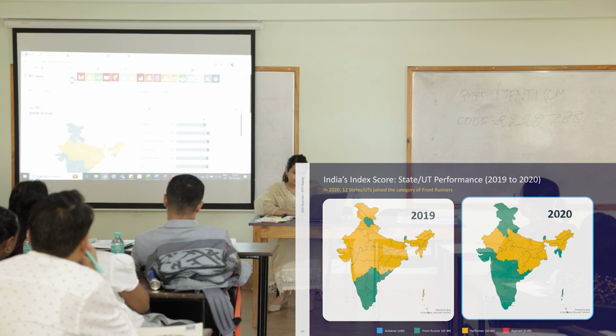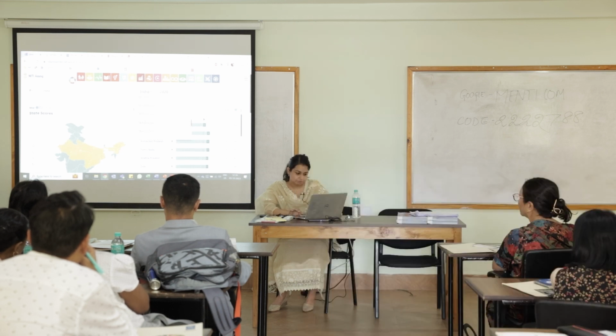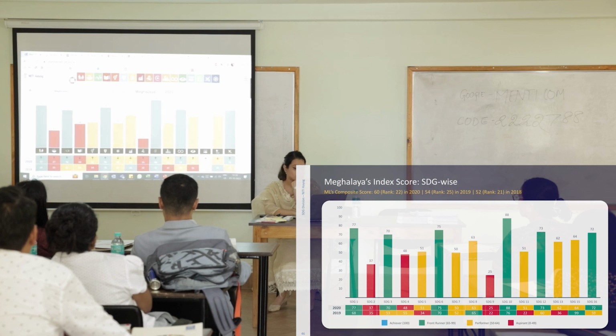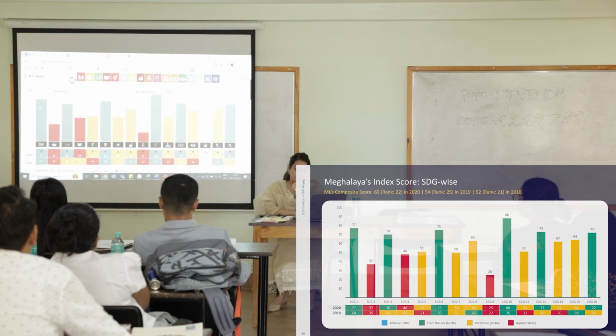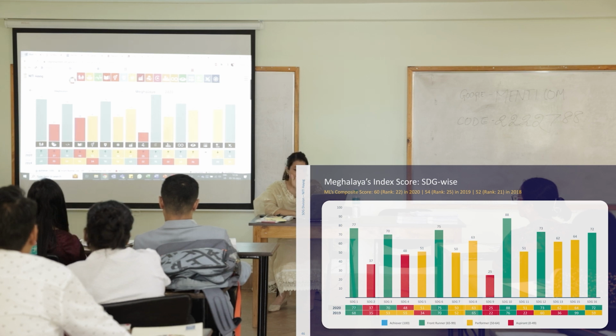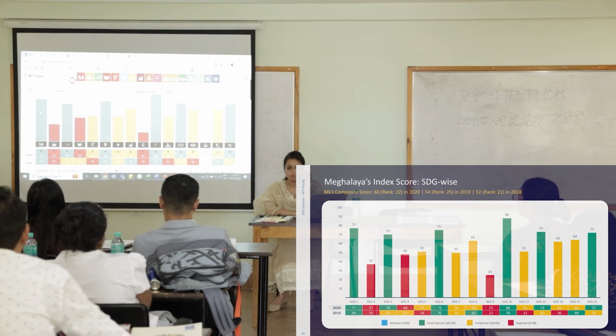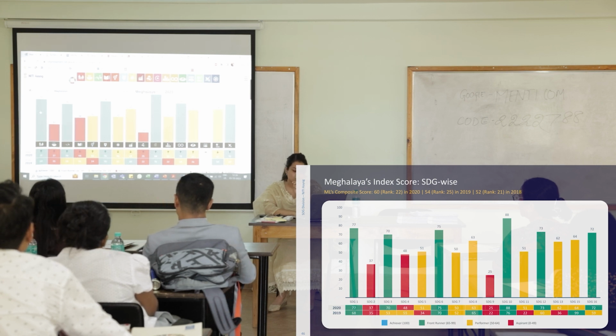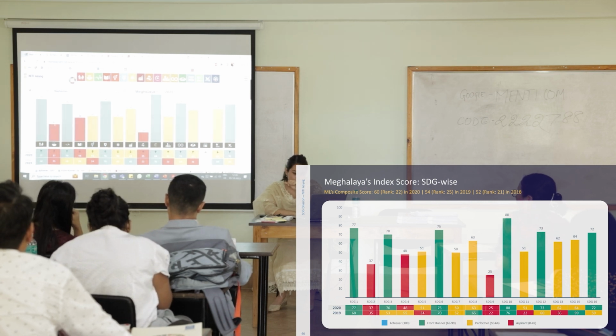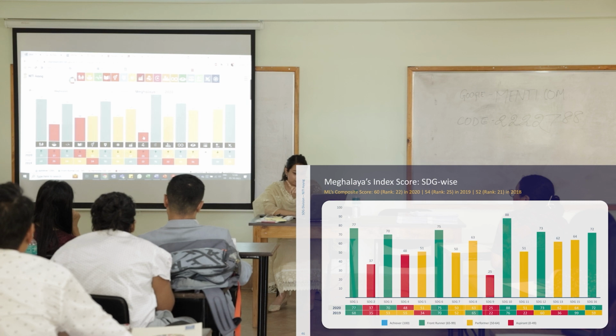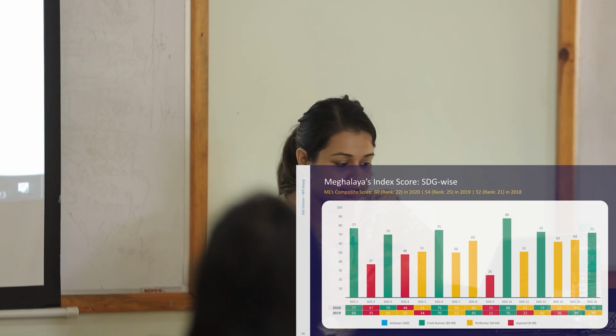And if you want to look at Meghalaya, you can just select it. Meghalaya's picture on the SDGs looks something like this. Goal 1 is green, goal 2 is red. Goal 1 being green means it's a front runner SDG, with a score of 77. And goal 4, which is education, and infrastructure, goal 9, those are the priority indicators as per the India Index.